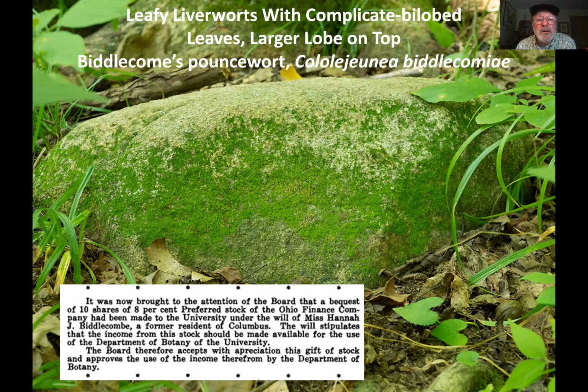And here's a little blurb from a report from Ohio State University from about 100 years ago. It was now brought to the attention of the board that a bequest of 10 shares of 8% preferred stock of the Ohio Finance Company had been made to the university under the will of Miss Hannah J. Biddlecombe, a former resident of Columbus. The will stipulates that the income from this stock should be made available for the use of the Department of Botany of the university. The board therefore accepts with appreciation this gift of stock and approves the use of, blah, blah, blah.